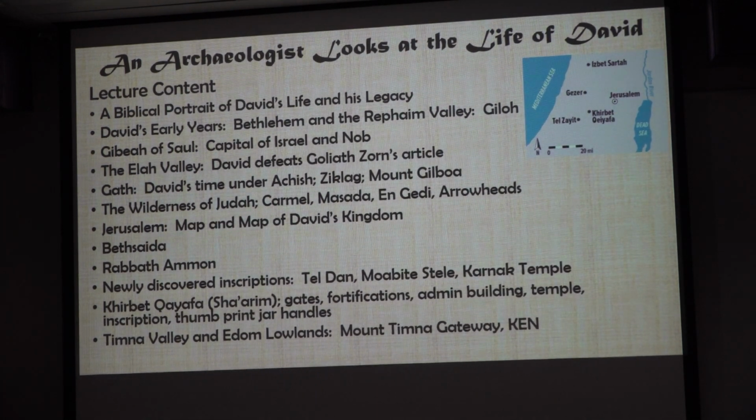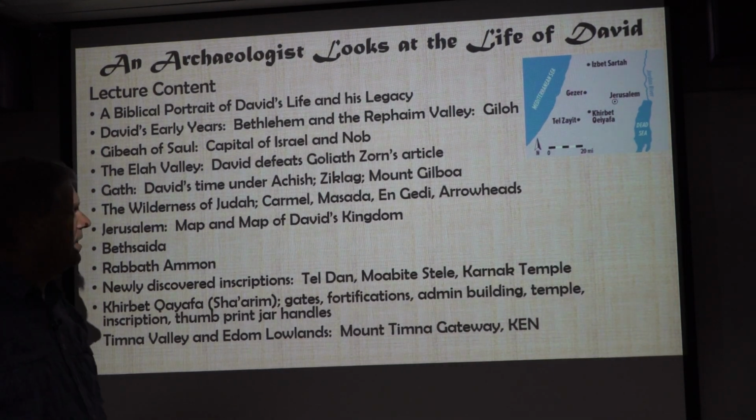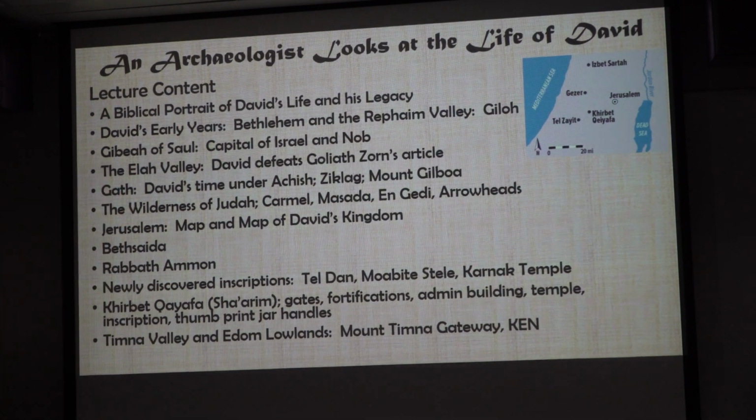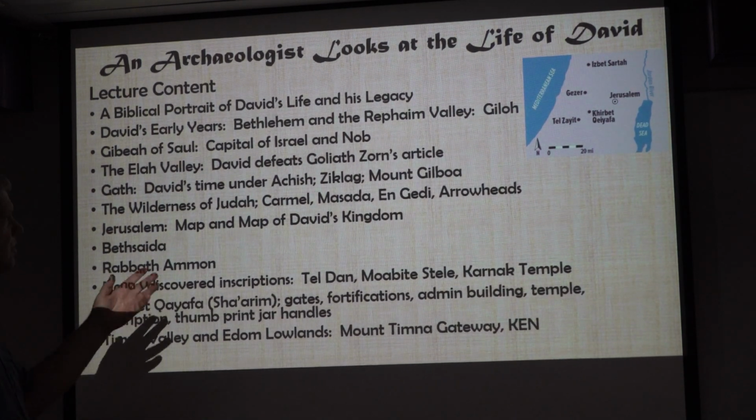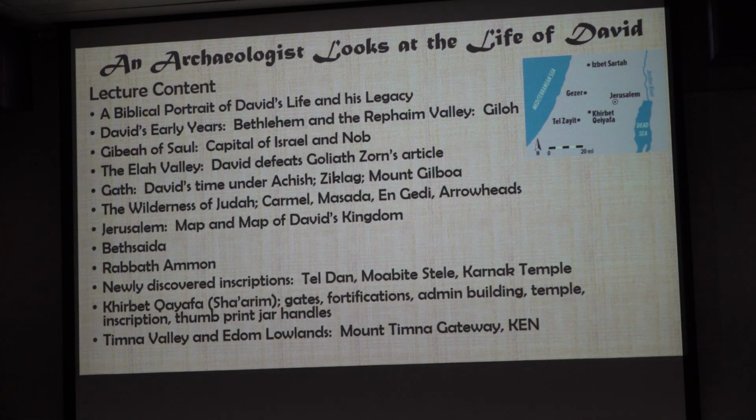Rabbat Ammon, where he sent his army to fight the Ammonites. Inscriptions, Tel Dan, the Moabite Stela, and Karnak Temple, all may mention the house of David, not just one of them, but all three of them. And then Khirbet Qeiyafa, which was a recently discovered site, which has very important implications for the early monarchy. And then finally Timnah Valley, which we saw a picture of, the Slaves Hill location. Timnah Valley and the Edom lowlands have important discoveries relating to copper mining and production during the 10th century, during the time of David and Solomon.